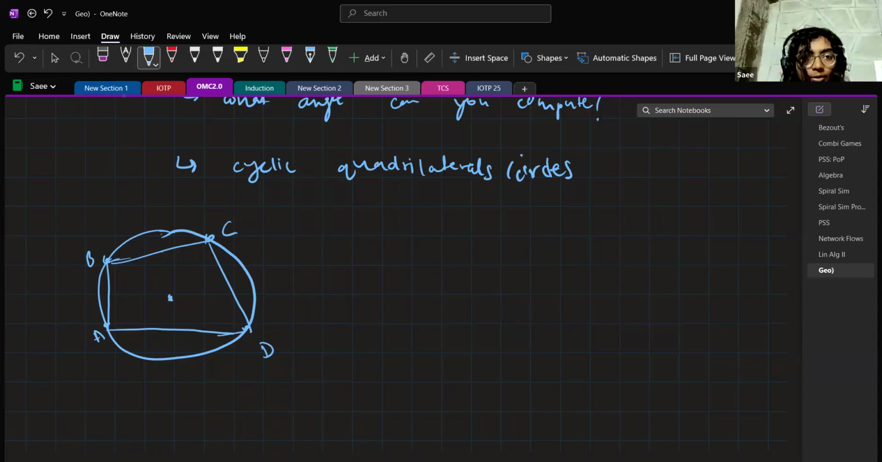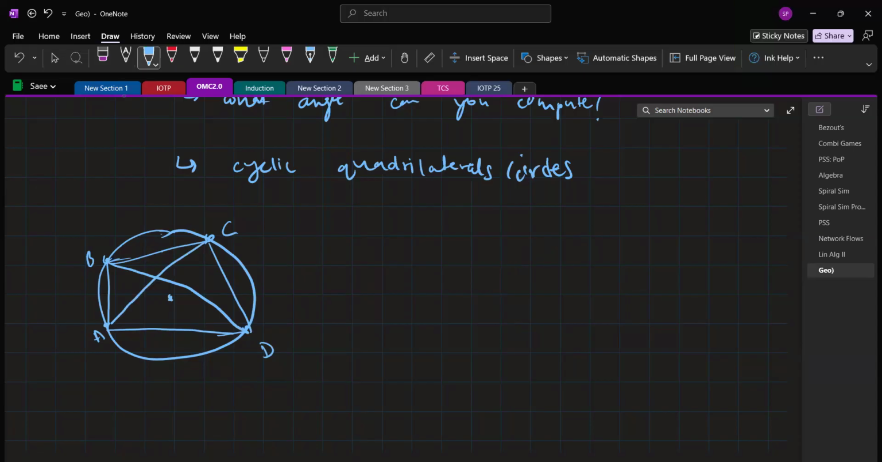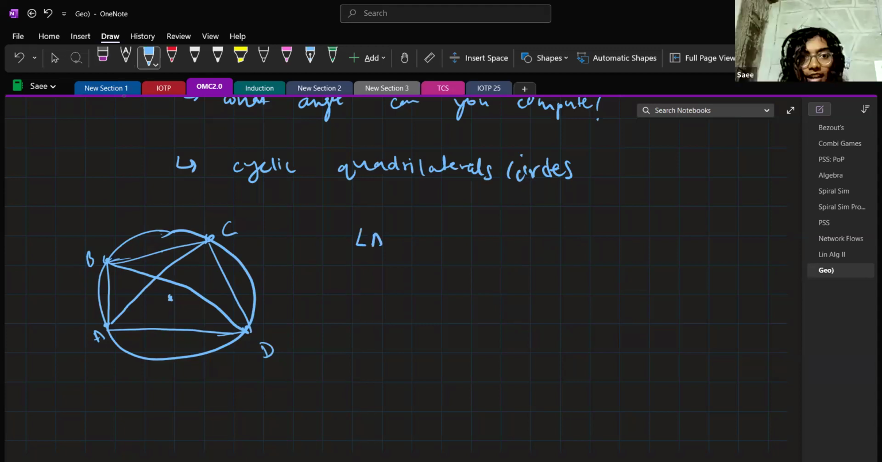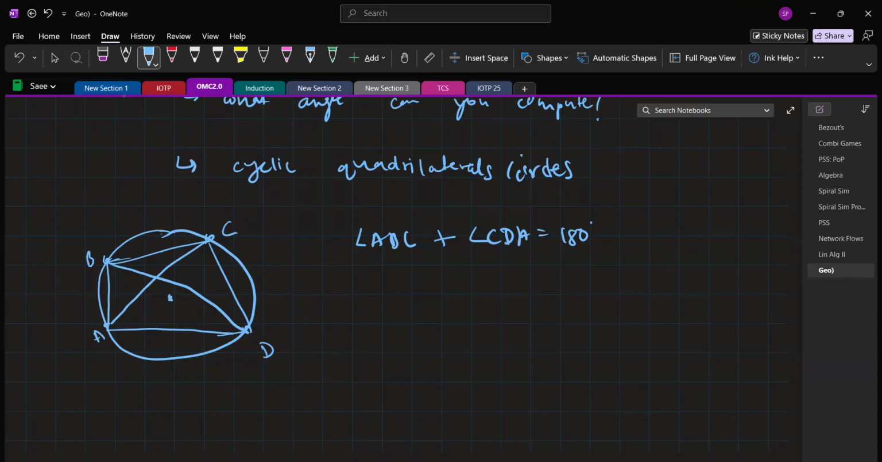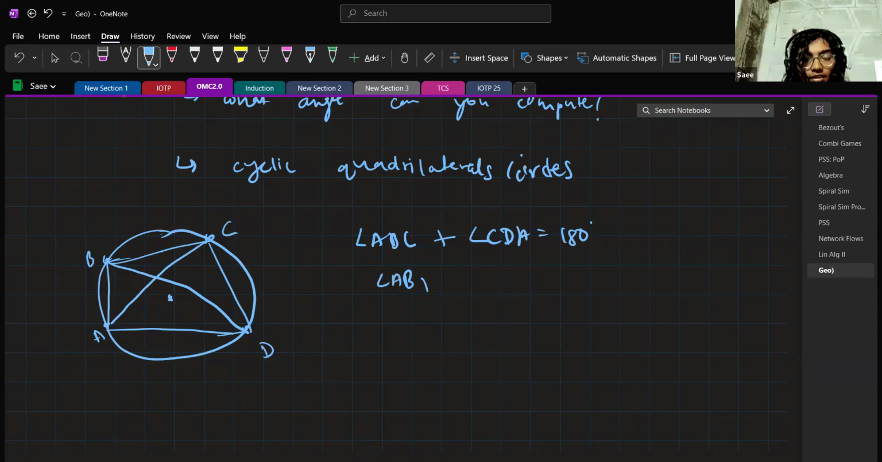But okay, what do you know about angles in a cyclic quadrilateral? Just for the sake of revising it. Opposite angles are supplementary. That is true. So angle ABC and angle CDA add up to 180. And ABD is equal to ACD. That is also true.